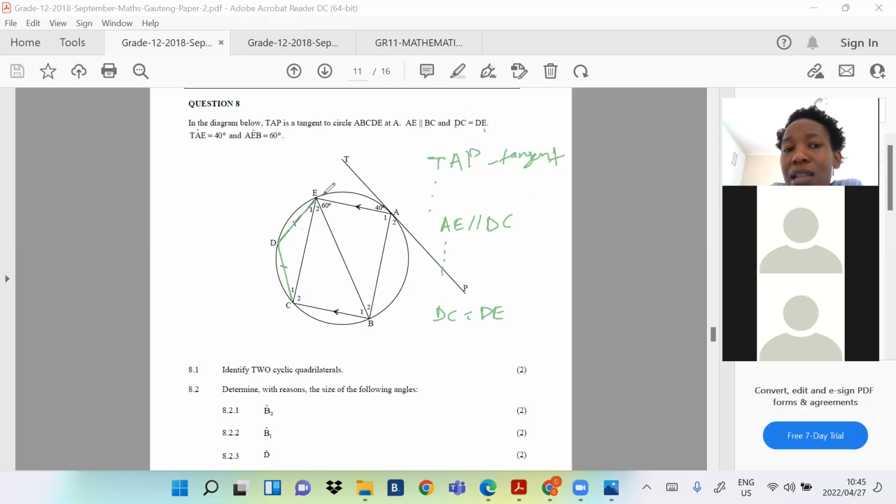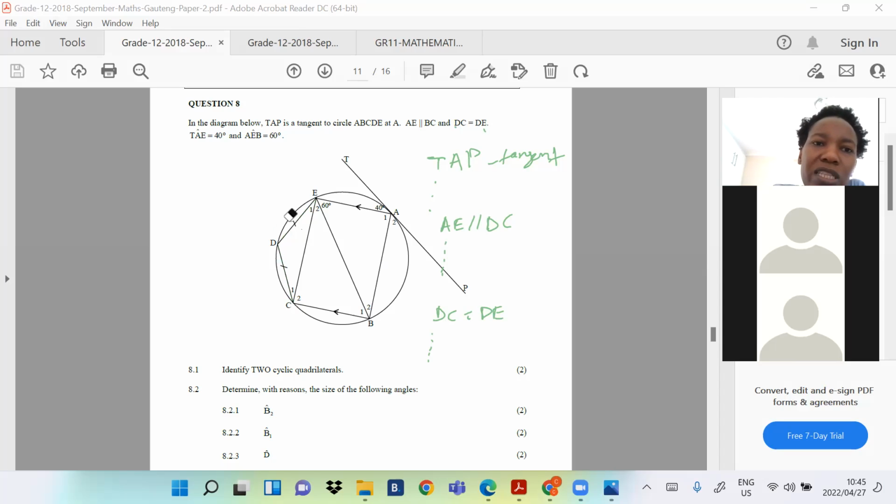Opposite sides equal opposite angles. So if those sides are equal, that means their opposite angles will also be equal. That means we're going to get something out of that. Then they give you that TAE is 40 degrees and AEB is 60, shown there on the sketch.